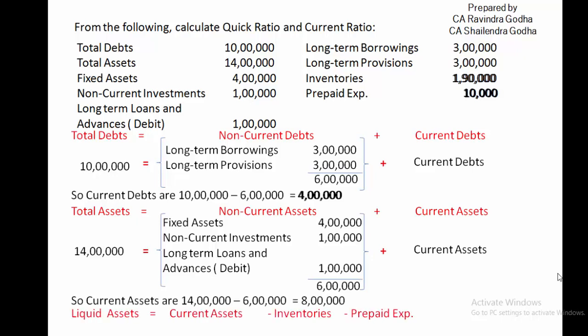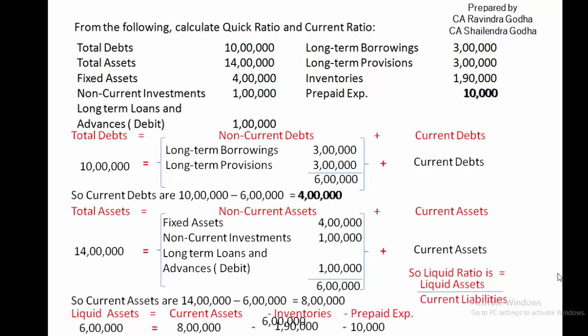And liquid assets is equal to current assets minus inventories minus prepaid expenses. Inventories and prepaid expenses are given in the question and we calculated current assets by the above formula. So liquid assets will be current assets minus inventory given in the question minus prepaid expenses given in the question. So liquid assets are rupees 6 lakh, and liquid ratio is liquid assets divided by current liabilities, that is 6 lakh divided by 4 lakh, 1.5:1.